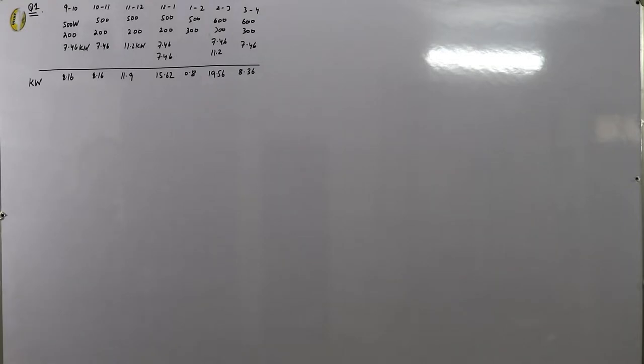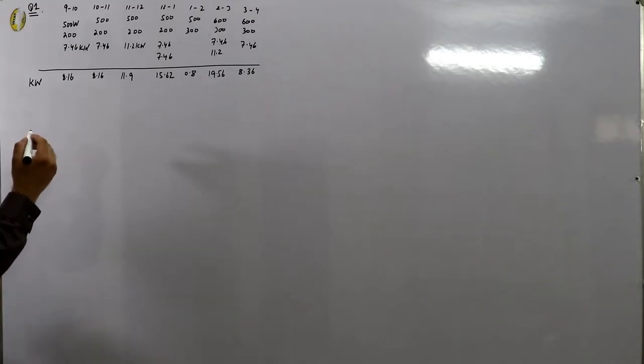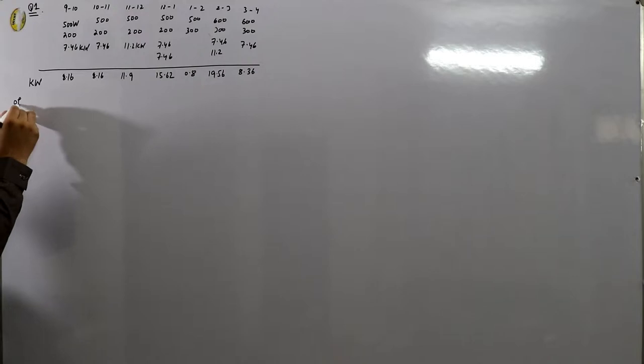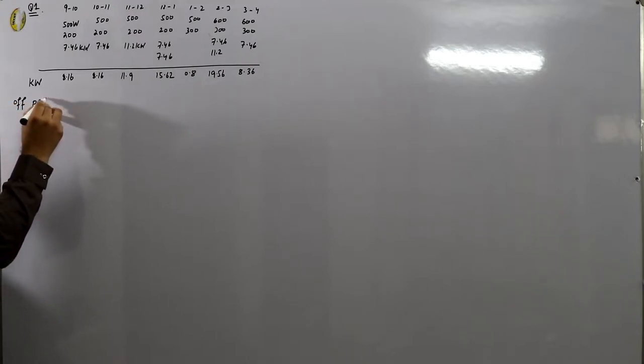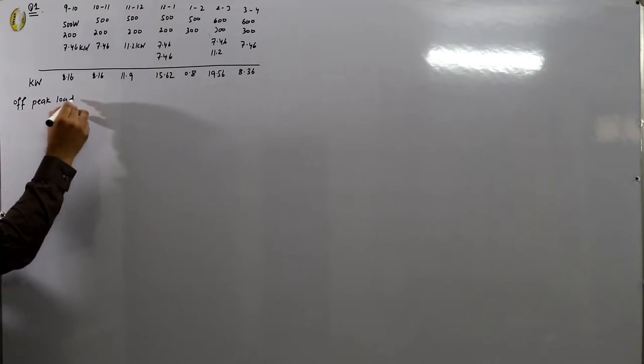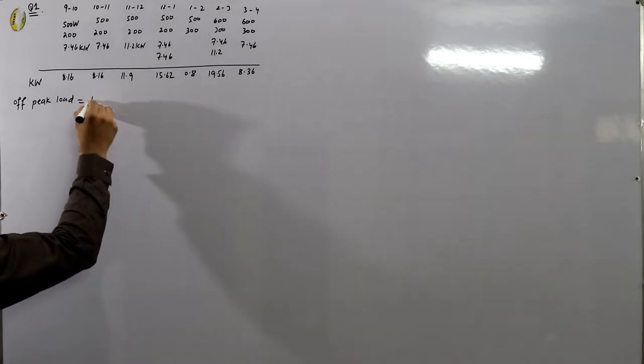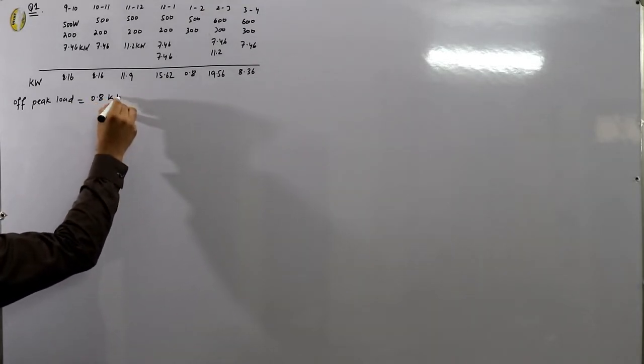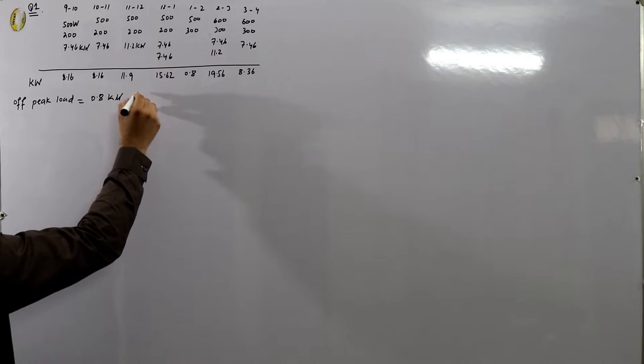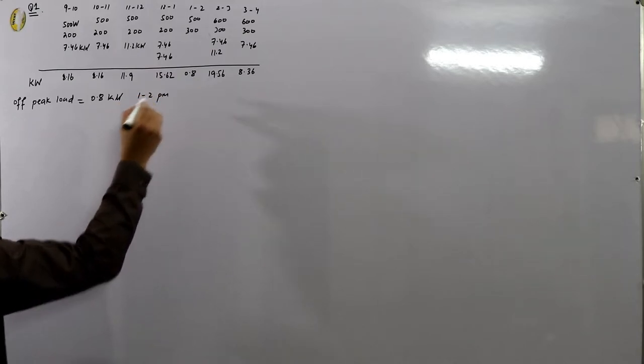Now he's asking you for the off-peak load, which is the minimum load. So the off-peak load I would write to be the minimum load, and that is equal to 0.8 kilowatts or 800 watts, and its duration is from 1 to 2 p.m.